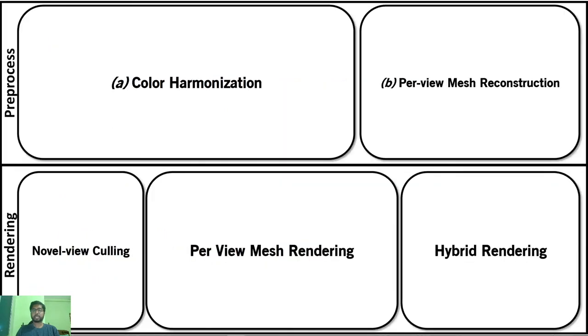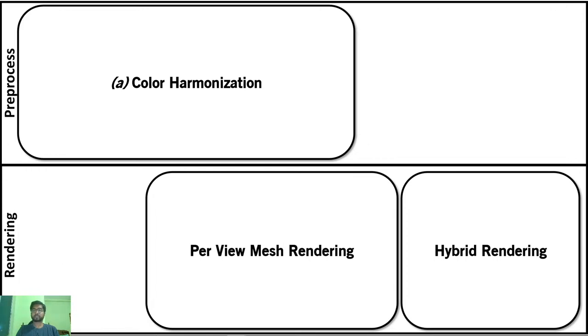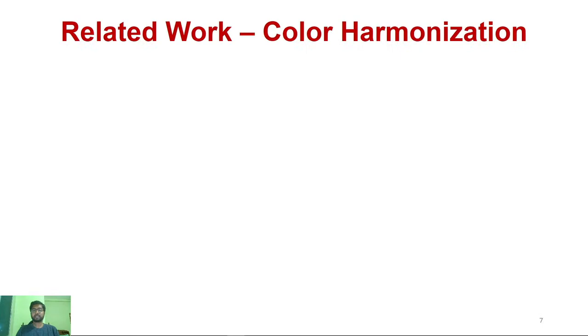Our image-based rendering pipeline consists of a pre-processing step and a rendering step. In the pre-processing step, we take the input images, calibrated with COLMAP, and a global mesh textured with the RealityCapture photogrammetry solution to generate a harmonized set of images and per input view meshes. Together, they are used to perform novel view rendering in the rendering step. In this talk, I'll focus on our three contributions in terms of color harmonization, per-view mesh rendering, and hybrid rendering. Let us review some previous works, first for color harmonization, and then look into some image-based rendering algorithms.